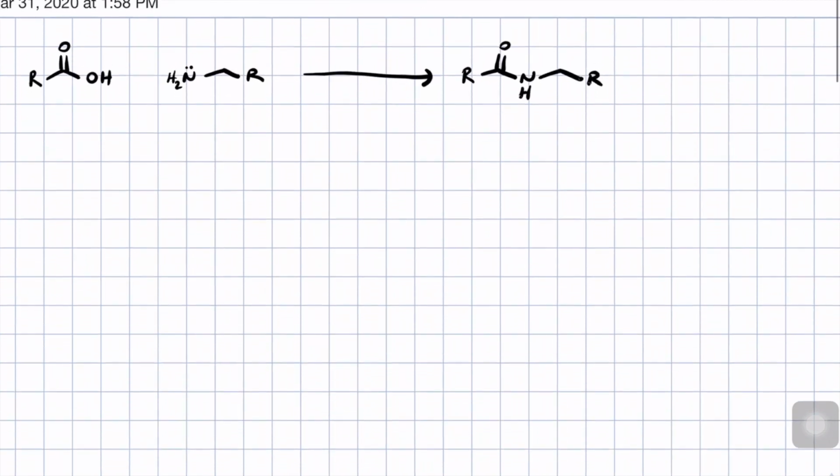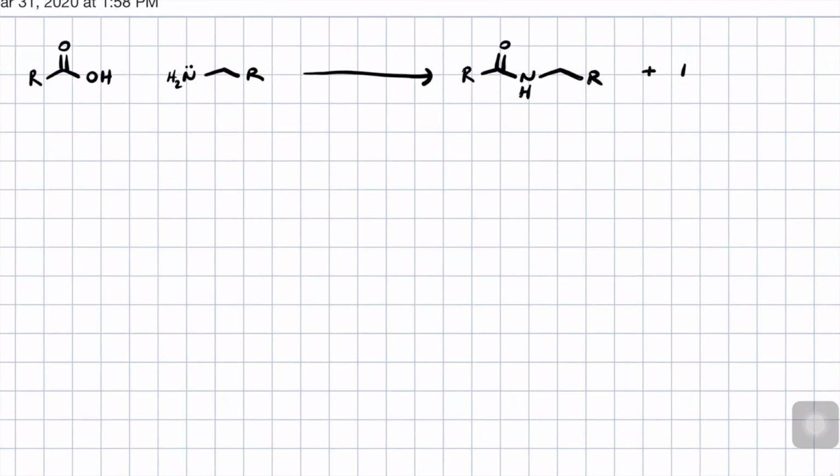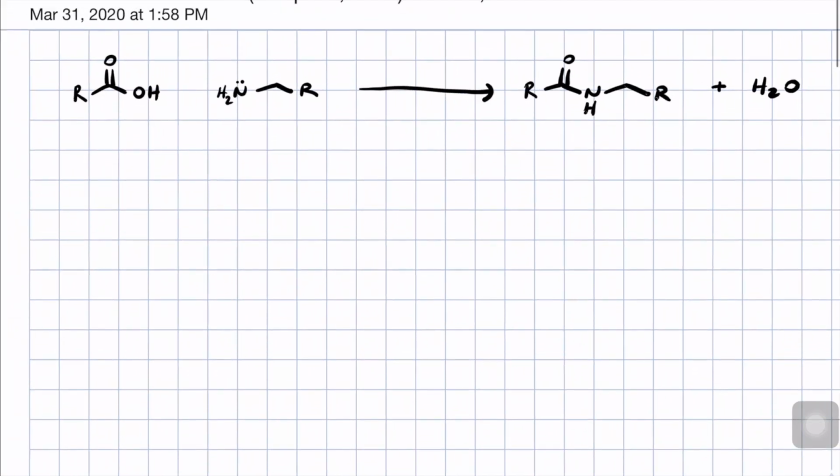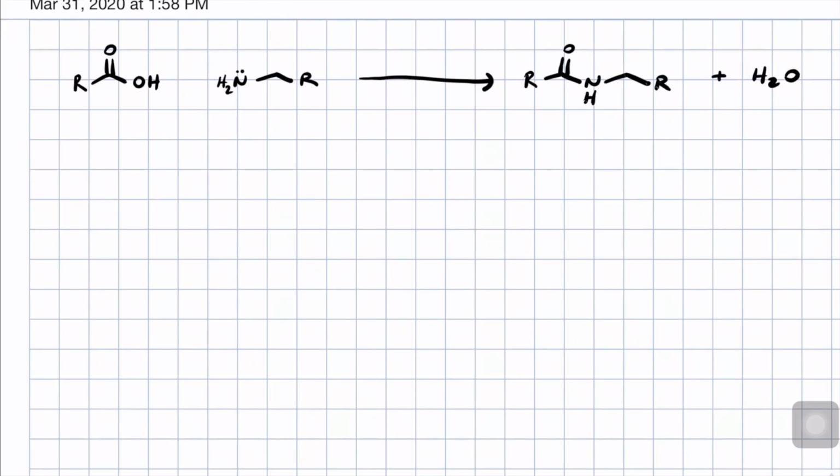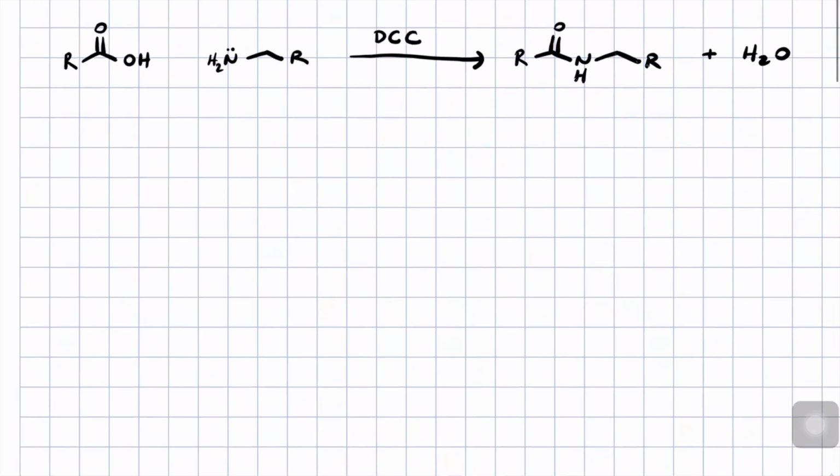I should point out that making the amide bond is a dehydration reaction. You're losing water. And the reagent that we use for this process is called DCC. DCC stands for dicyclohexyl carbodiimide.